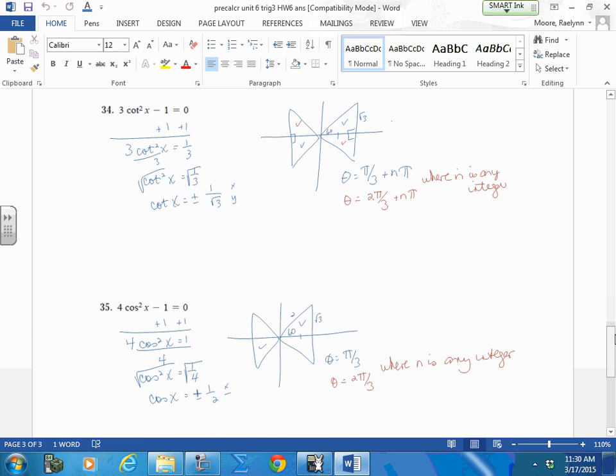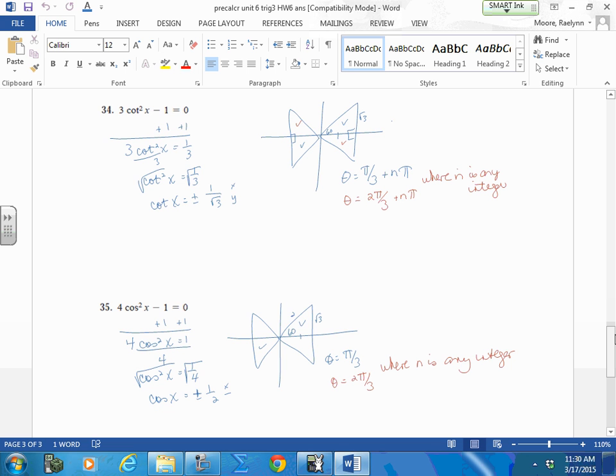Cotangent and tangent work the same. This one, when you take the square root, you get a plus or minus. So it's all four quadrants again. Name the first one, name the second one, and do the plus and pi. And the last one also used all four quadrants.